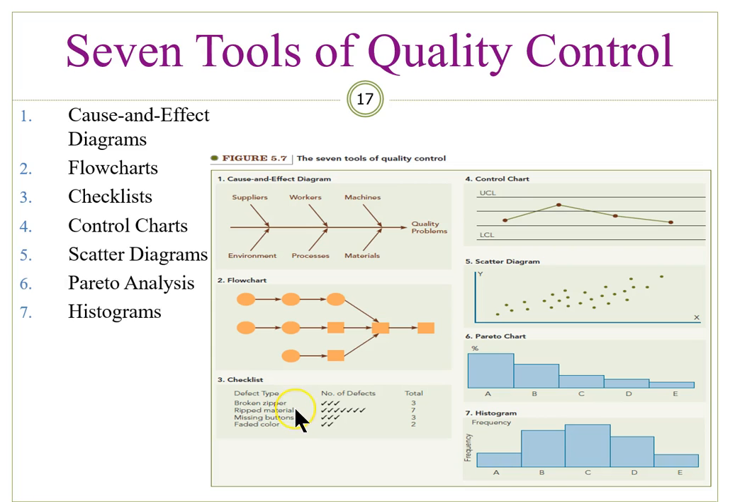So now the 7 tools are the cause and effect diagrams, the flowcharts, checklists, control charts, scatter diagrams, the Pareto Analysis, and histograms. You can actually find this particular figure and diagram in your book on page 163. So make sure that you're familiar with these particular diagrams and how they look and how to read and interpret them.